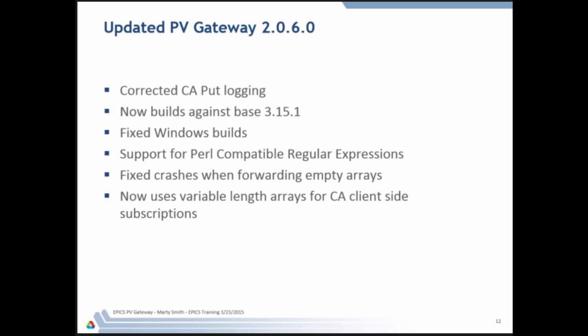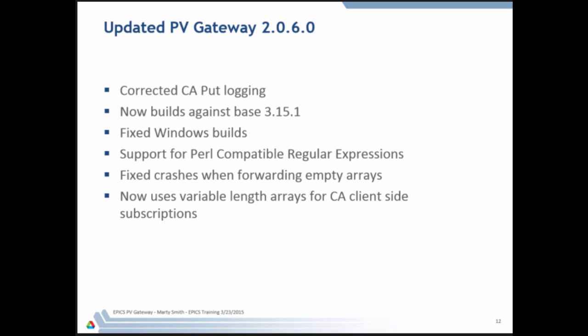Okay, so in the newer version, CA put logging has been updated by FRIB, so that's been incorporated. It now builds against EPICS Base 3.15.1, and I assume newer. They fixed the Windows builds in this version. There's support for Perl-compatible regular expressions, and I'll cover a little bit about regular expressions a little later.